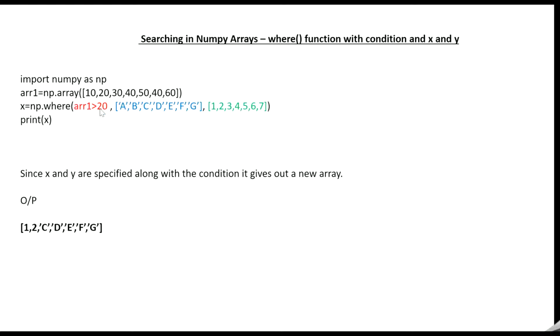Is 30 greater than 20? Yes. The condition turns out to be true. So it takes the third element from the x list, that is C. 40 is also greater, so it will be D. 50 also greater, E. 40 again is greater, F. 60 again is greater, G. So if the condition is true, it will take from the blue list, that is x. If the condition is false, it will take from the green list, that is y.